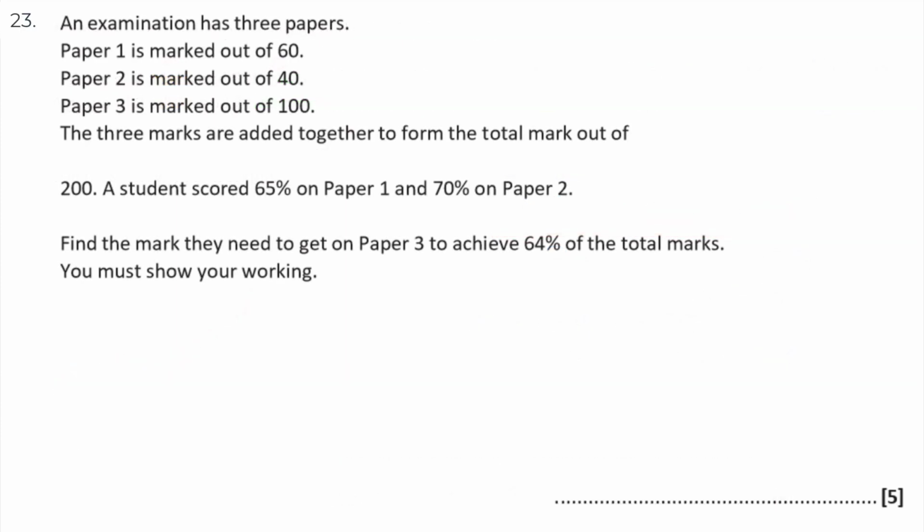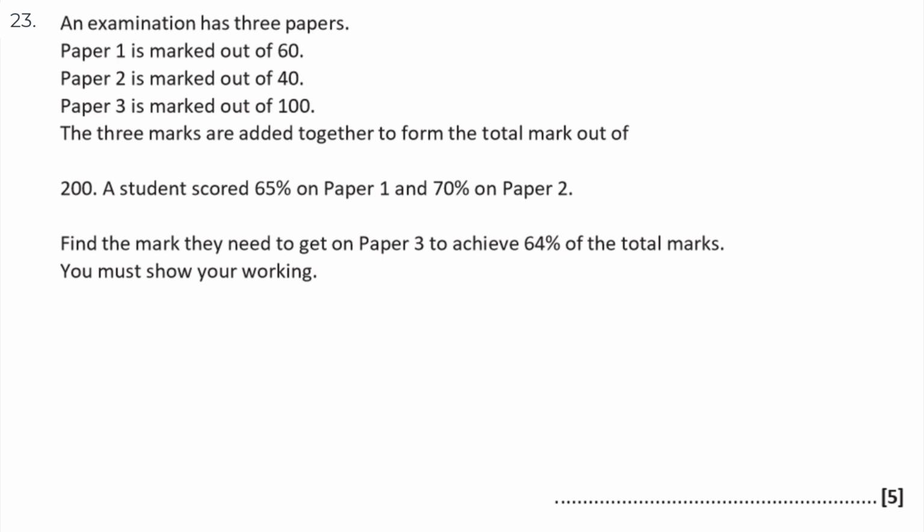An examination has 3 papers. Paper 1 is marked out of 60. Paper 2 is marked out of 40. Paper 3 is marked out of 100. The 3 marks are added together to form a total mark out of 200. A student scored 65% on paper 1 and 70% on paper 2. Find the mark they now need to get on paper 3 to achieve 64% of the total marks. You must show your working.